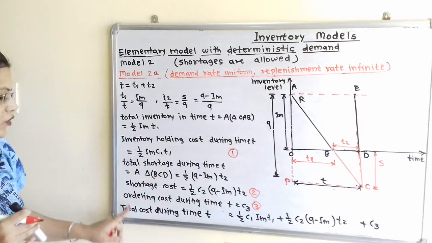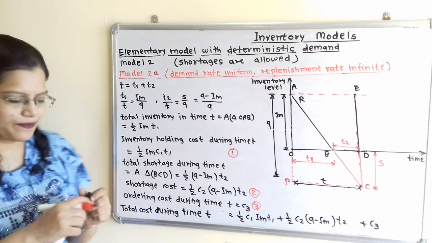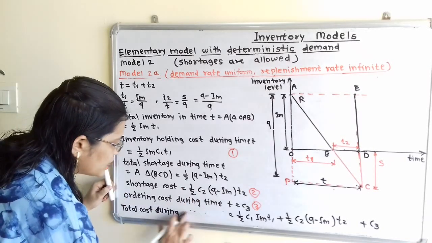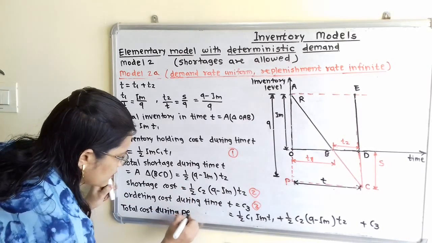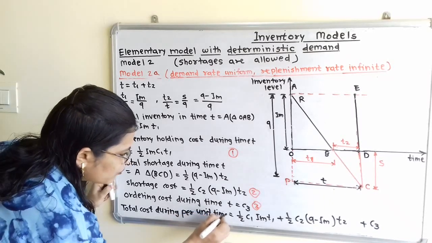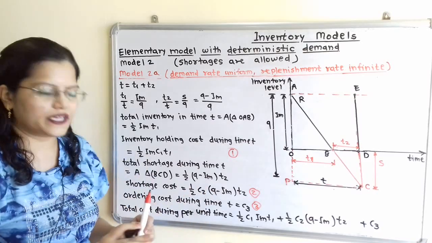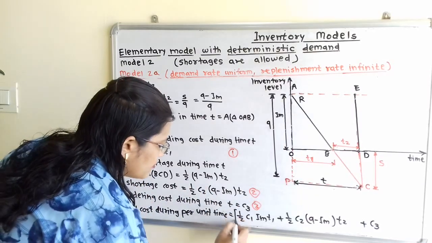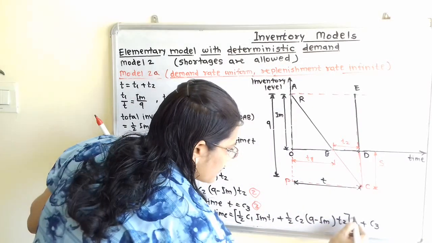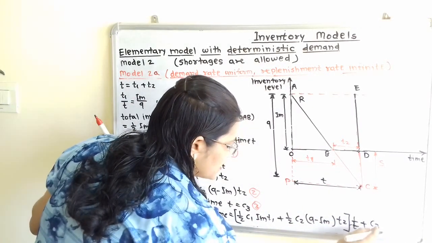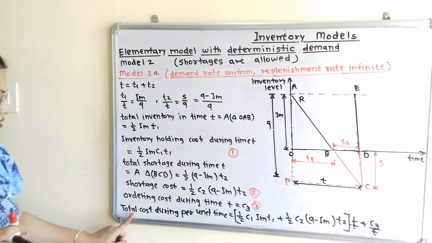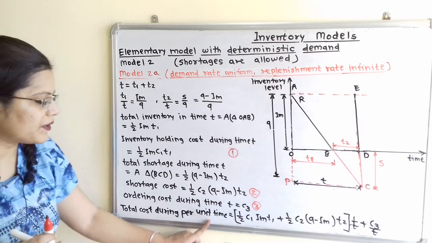Now we will write total cost per unit time. So here instead of during time, I will write per unit time. So how to write this per unit time? We have to simply divide this by T. So I will take the first two terms and multiply them by 1 by T, and for this C3 I will divide by T. So this is the total cost per unit time.